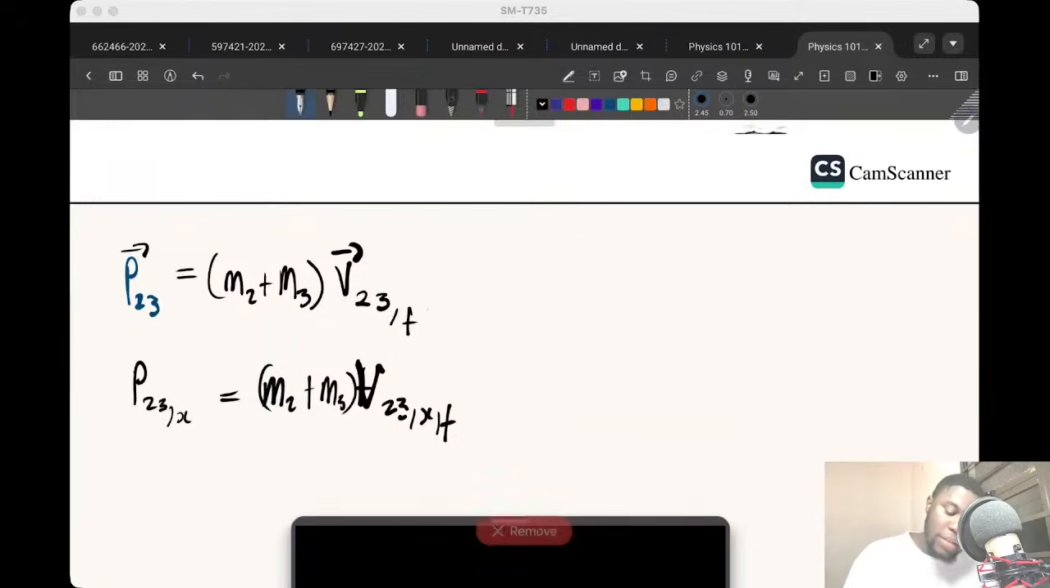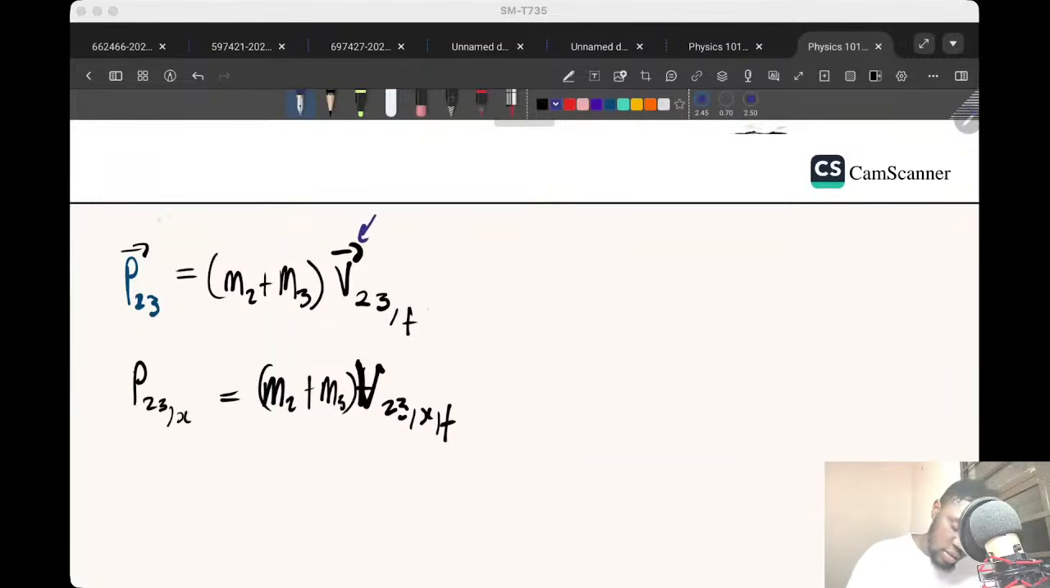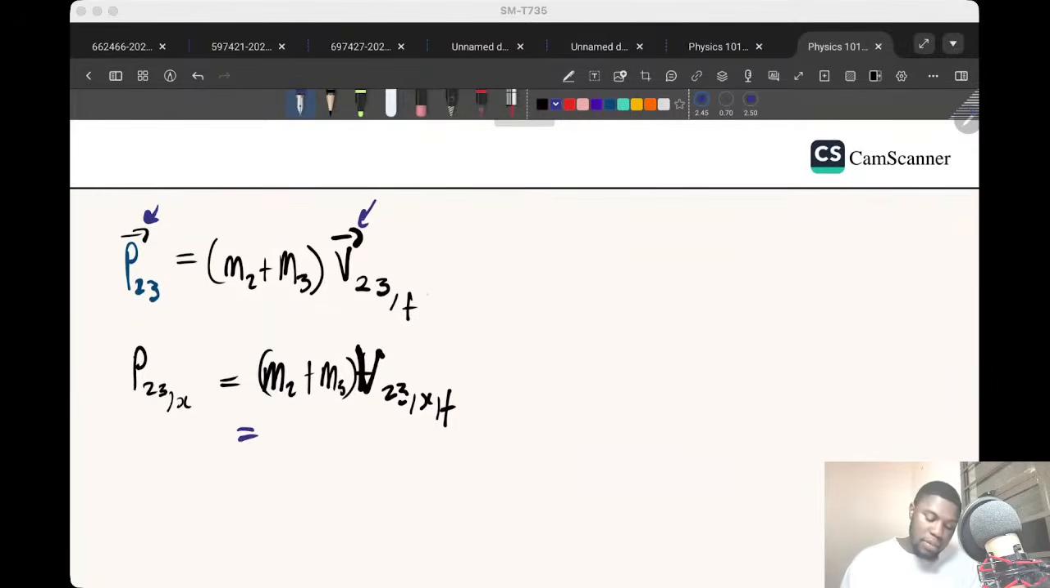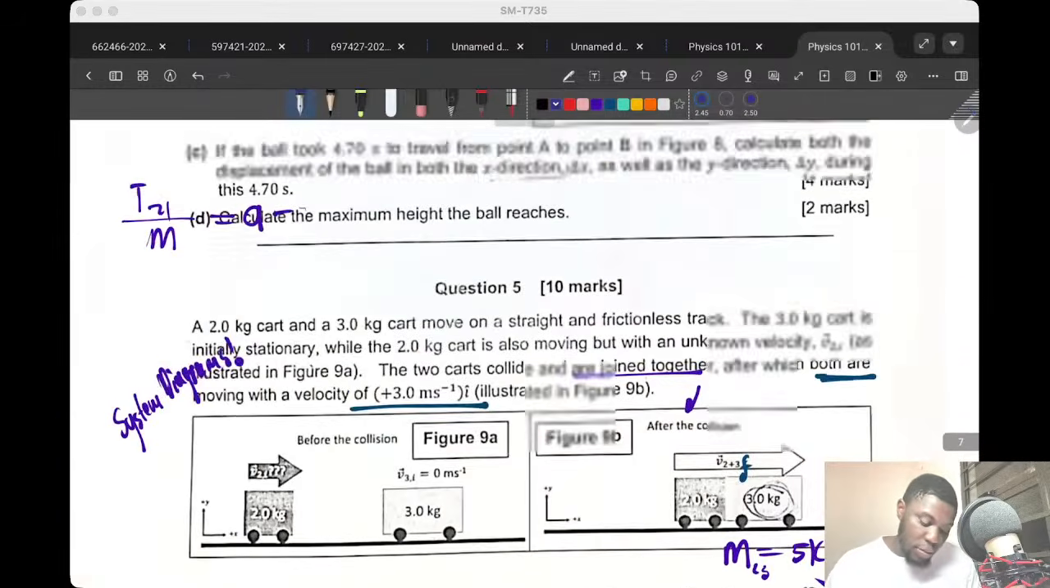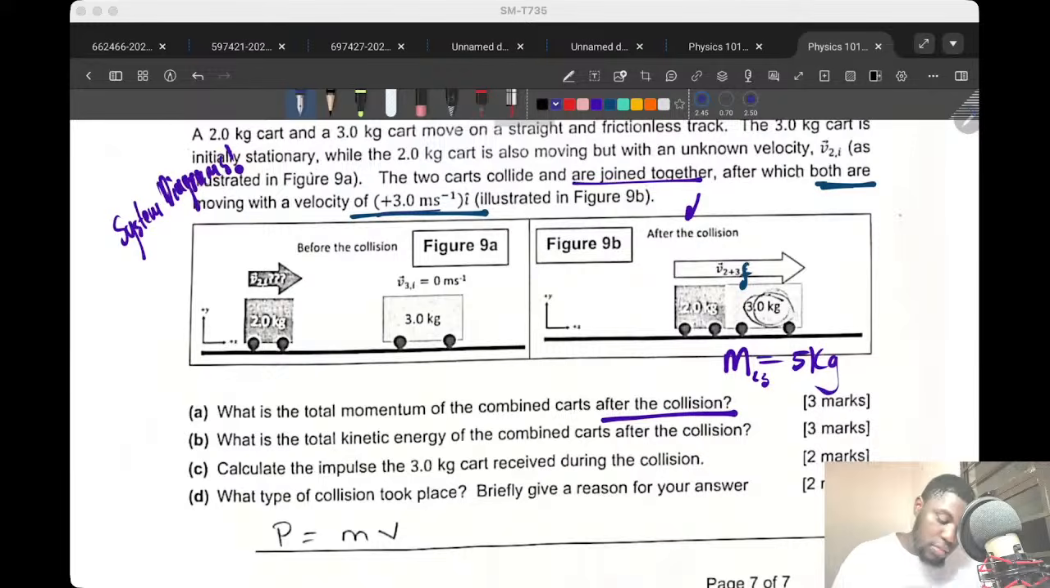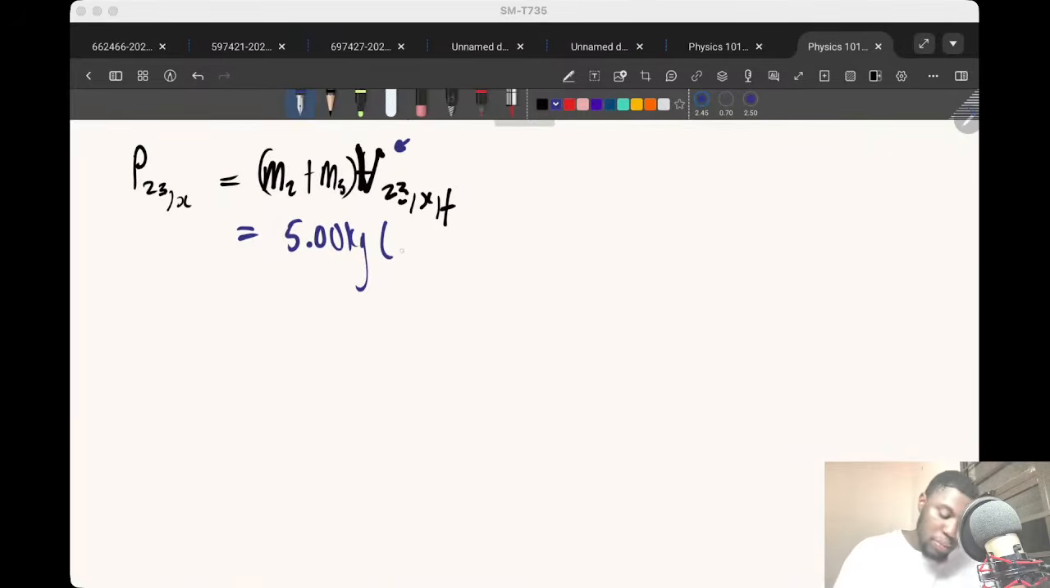Once you say in x, you don't put these arrows here. So what is that going to be? Momentum, 5.00 kg, multiplying the velocity that they are moving at. What is that velocity? They told us they are moving at a velocity of 3 meters per second. So you're going to multiply by 3.0 meters per second. What are we going to get?